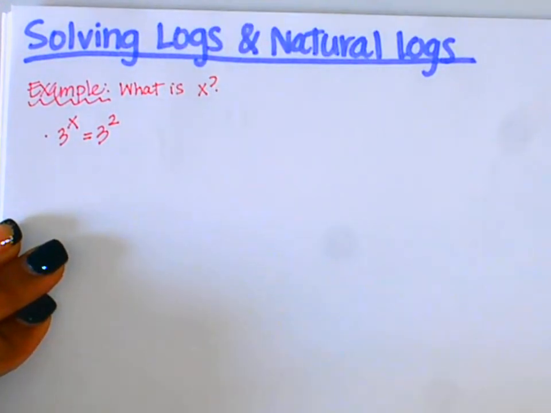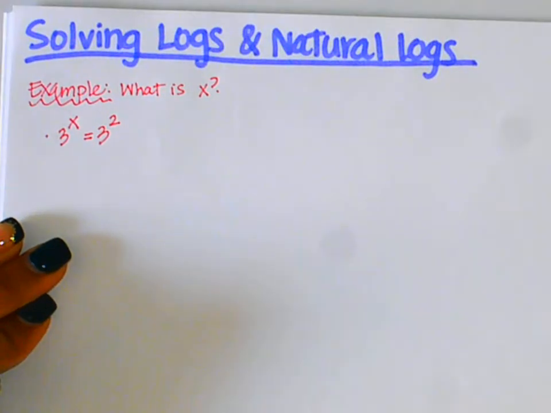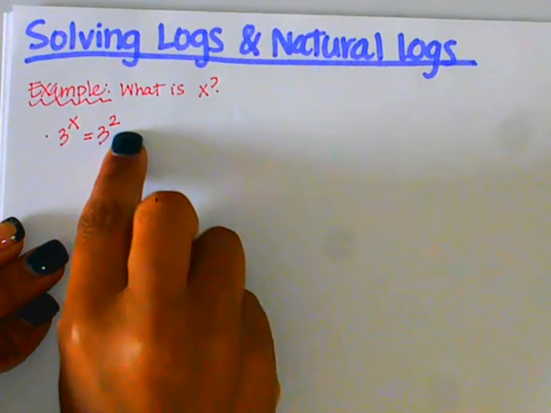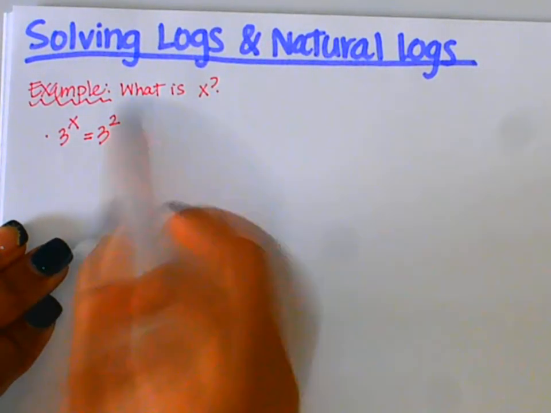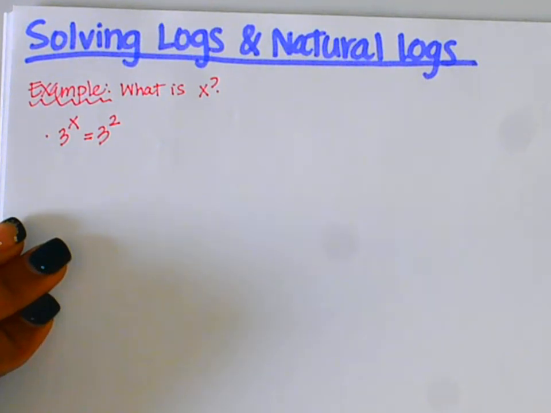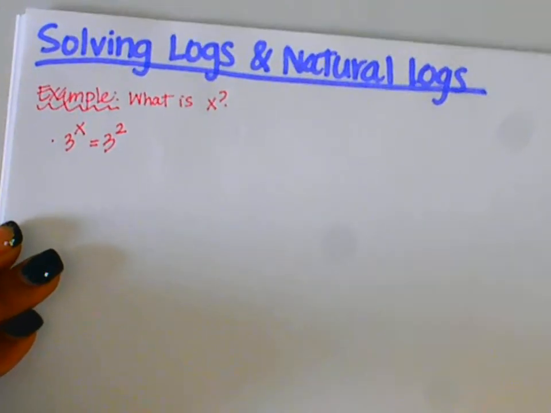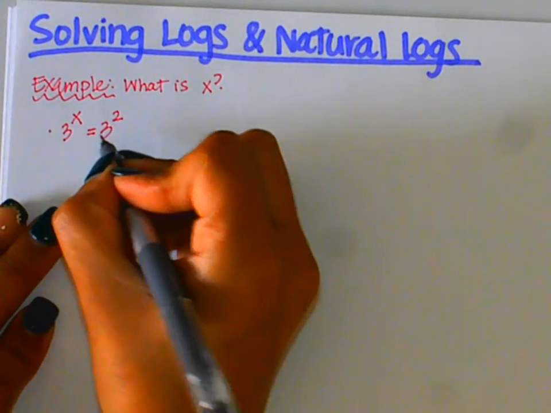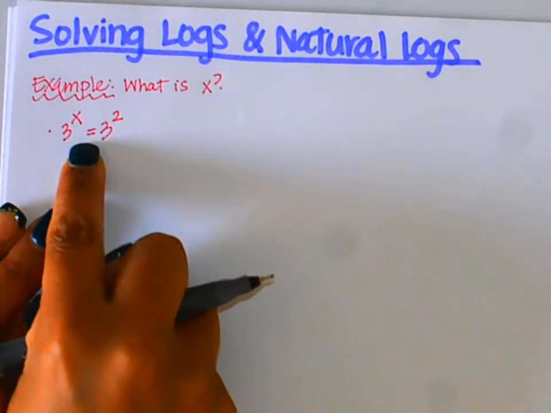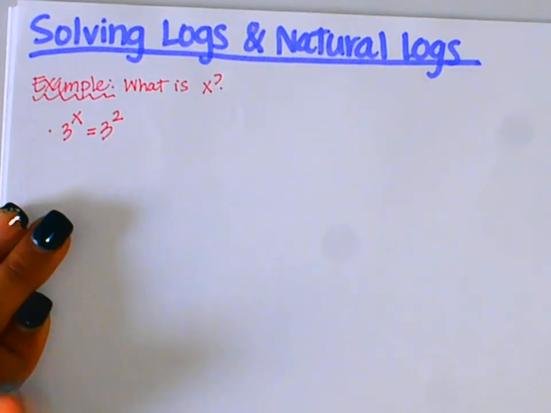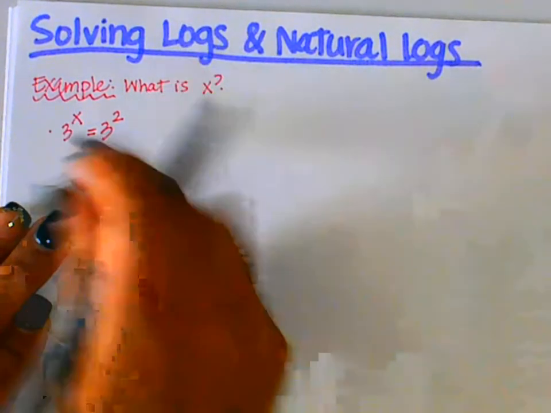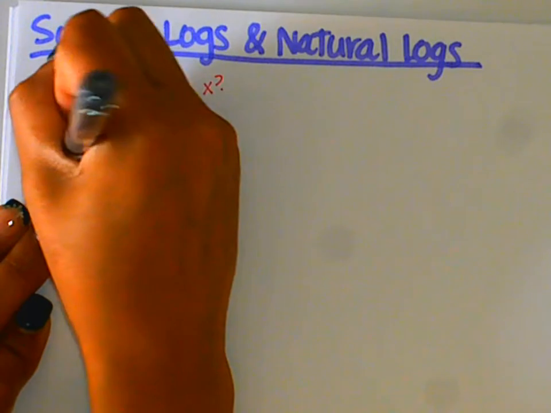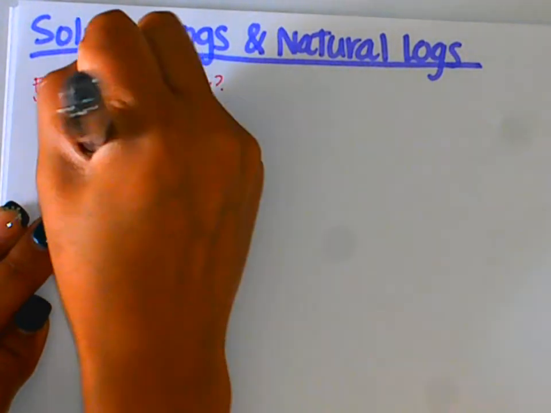Now some people might see this and say, well, 3 squared is 9, so we have to start off with that. Actually, you don't. This is already set up for you so that you can solve it right away. When you have the same base, and you know that they're equal because they're telling you they're equal, then that implies that your exponents are equal to each other. So this is just x is equal to 2.